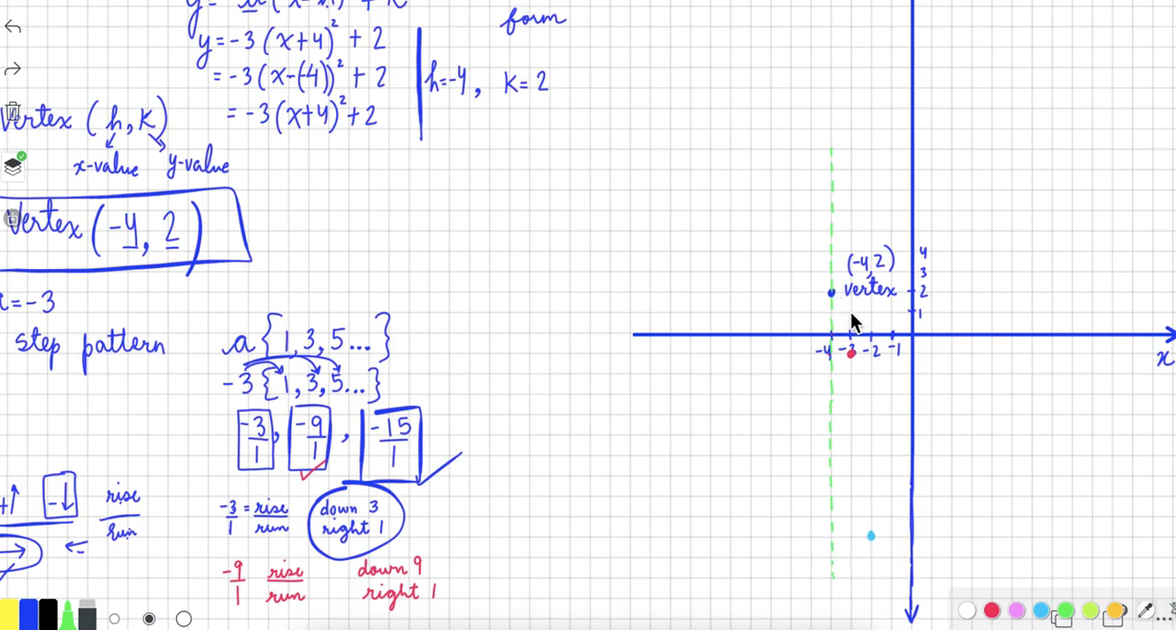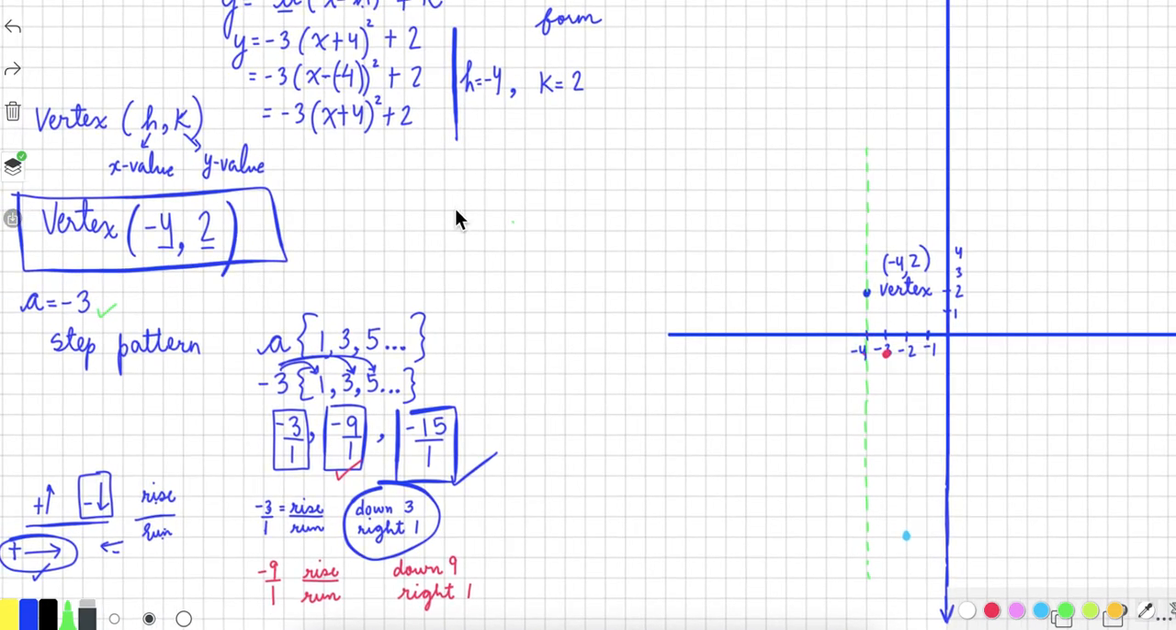Now notice one thing here. If I connect all these points, it's going to be a curve, a U-shaped graph. But that's just one side. Remember, it's opening downwards because a is a negative number. When a is negative, it's opening downward. So this is what the shape of the graph looks like.